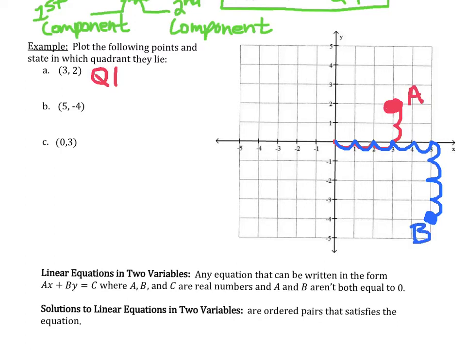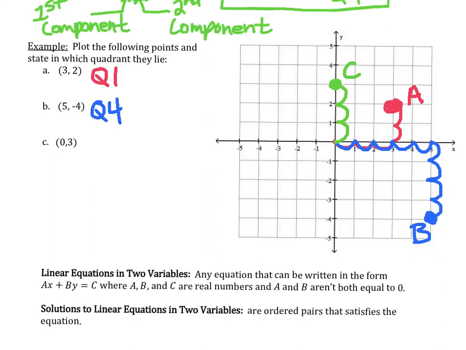Notice this one is in the 4th quadrant, so Q4. Last but not least, I'm going to plot the point 0, 3. So from my origin, that 0 tells me I don't go right or left any units, but it does tell me to go up 3 units for that y coordinate. And I have my point C.